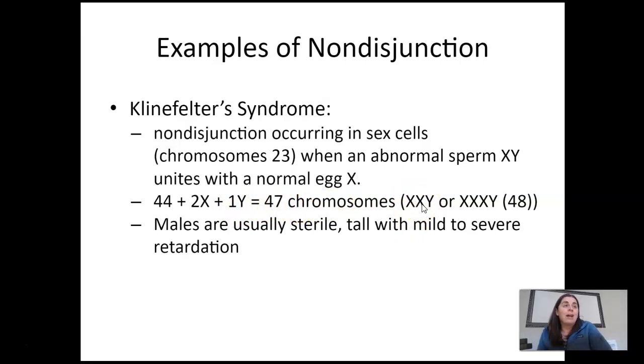Sometimes you can even have 48 chromosomes if you have an extra X, so 2 extra X's. So instead of XY, you have XXY or you have XXXY, giving you 48. So because there's a Y chromosome, these people affected by Klinefelter's are males. They are usually sterile, and they're usually tall with mild to severe retardation.